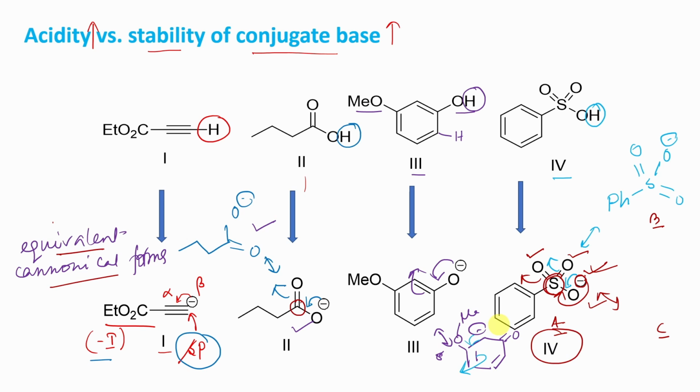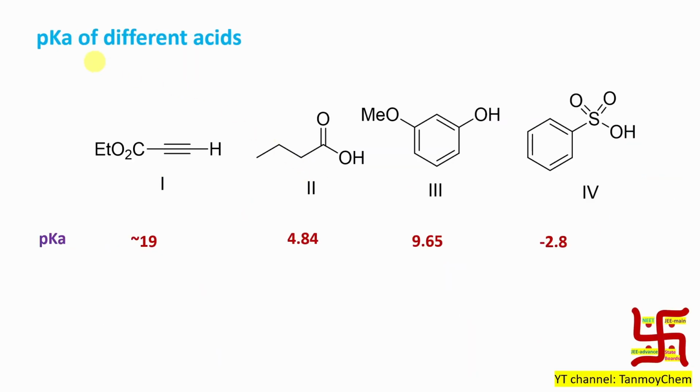Now here there is one term called pKa. What is the relationship between pKa and acidity? If acidity is higher, pKa is lower. The definition of pKa is minus log Ka. So remember, the equilibrium constant or dissociation constant Ka more, pKa less. So the lesser the pKa, the stronger the acid. Now look at the pKa of these different acids.